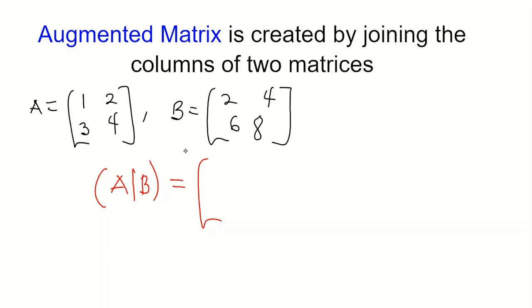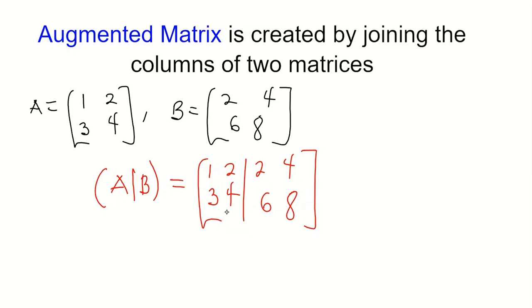You consider matrix A. It has two columns, that is 1, 3 and 2, 4, and so I can write them as 1, 2, 3, 4. And then matrix B, its two columns are 2, 6 and 4, 8, and so I have 2, 4, 6, and then 8. So basically that is how to augment matrices.